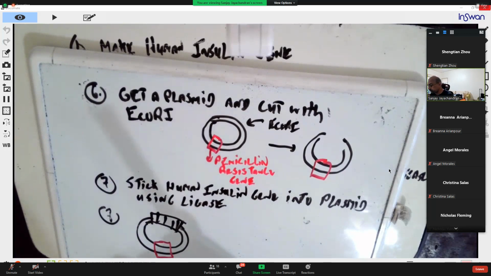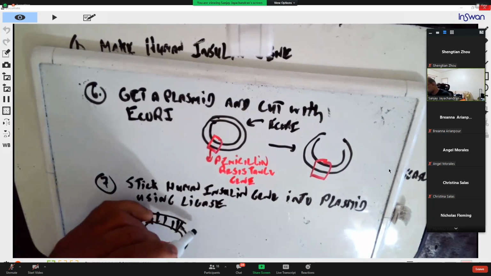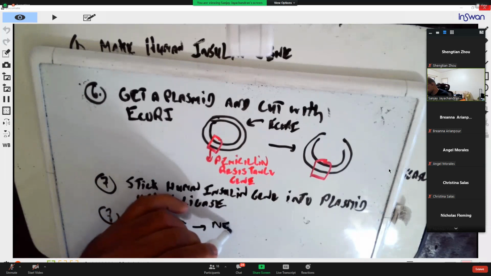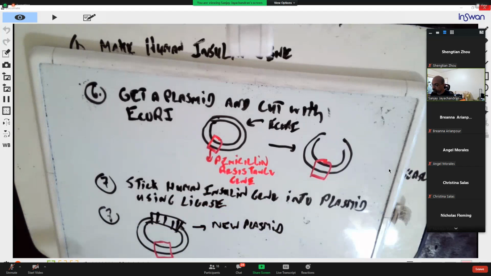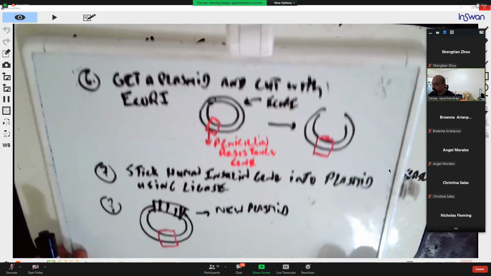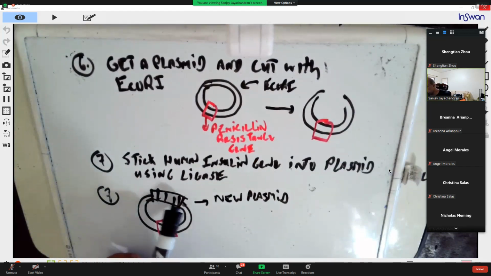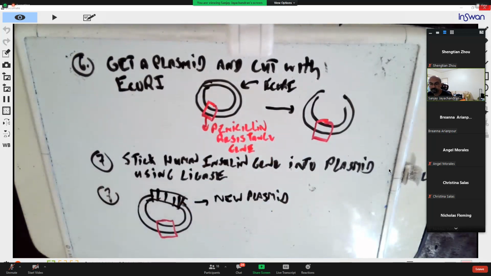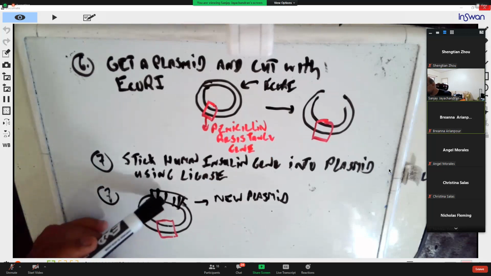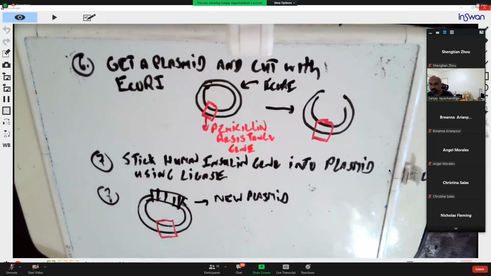Okay, this is my new plasmid. Okay, so I sort of splice some new stuff on there, right? So what's this over here that I put in? What I stick in my new plasmid? Human insulin gene. Okay, and what's this red box over here? What gene is this? Penicillin resistance gene. Okay, yeah, excellent. So we got two genes here, human insulin gene, penicillin resistance gene.